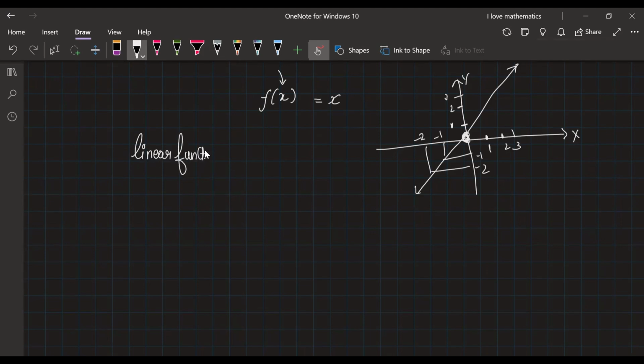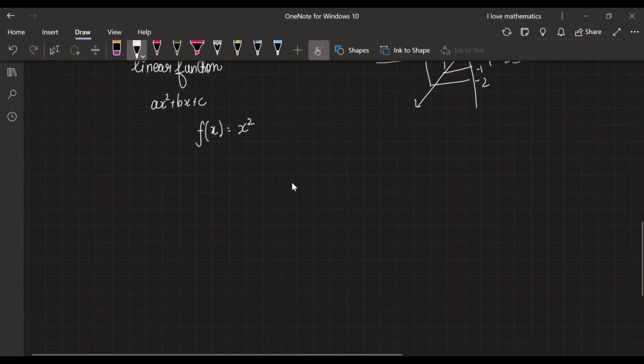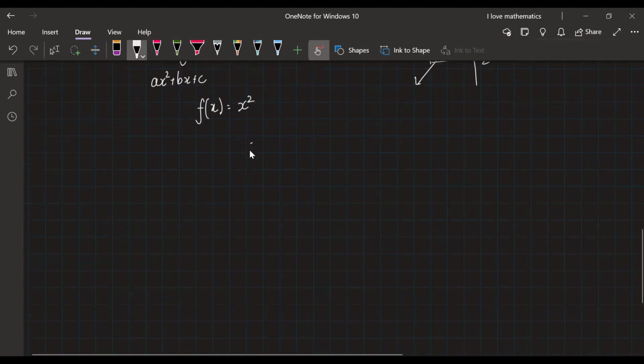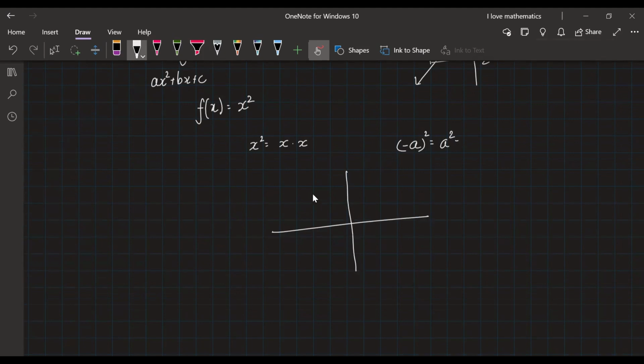Now, some of you might have heard of the quadratic function, ax squared plus bx plus c. But we are keeping it simple here. So what if f of x is x squared? For your information, x squared is just the number multiplied by itself. So minus a squared is just a squared. The graph of f of x equals x squared looks like this.